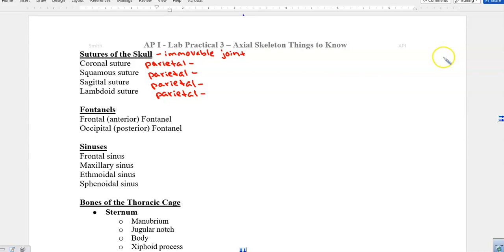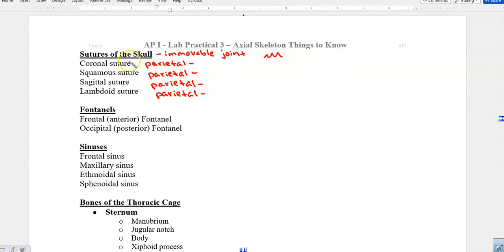So in this video, we're going to cover sutures of the skull, then fontanelles and sinuses, because these are all quite easy. So first off, you need to know what a suture is. If you know what a suture is in life, it's like a stitch. Well, a suture in your skull is really an immovable joint, but it is going to look like a stitch. So when you look at a skull, it looks like somebody's sewn two bones together.